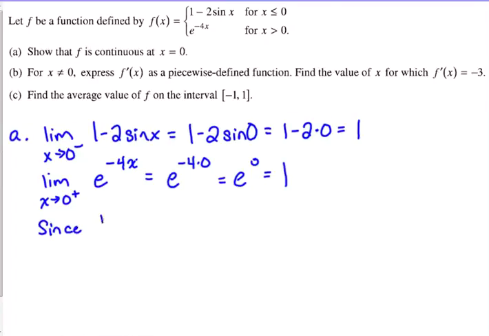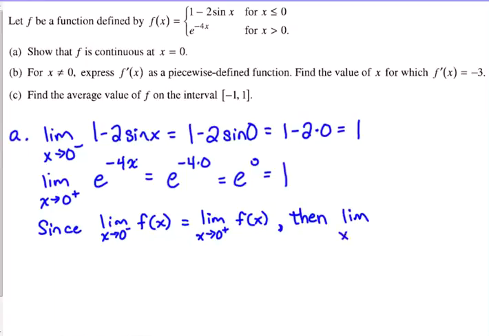Since the limit as x approaches 0 from the left of f of x equals the limit as x approaches 0 from the right of f of x, then the limit as x approaches 0 of f of x equals 1. I should have a 1 there as well. Okay? So that's the first part. Left-hand limit equals right-hand limit, so the two-sided limit of the function at 0 is 1.